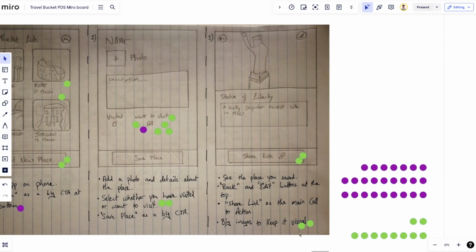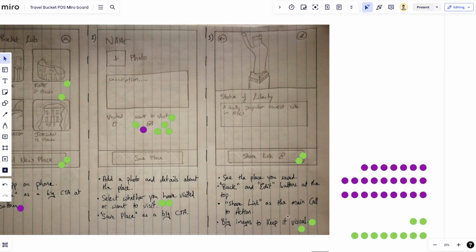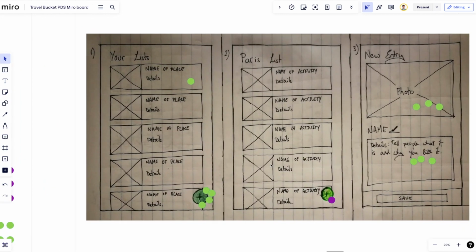And then a share functionality. And here people just picked out a specific word, so they were looking at the word visual. So that is obviously something that resonates with people and that they like and want to keep going forward. Another set of sketches here.